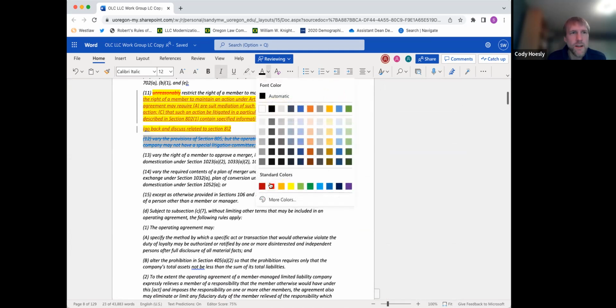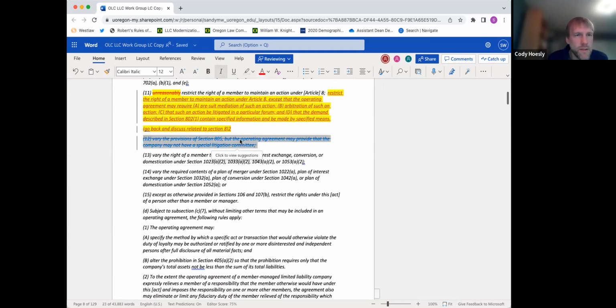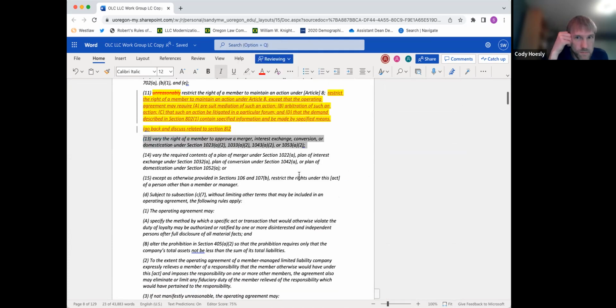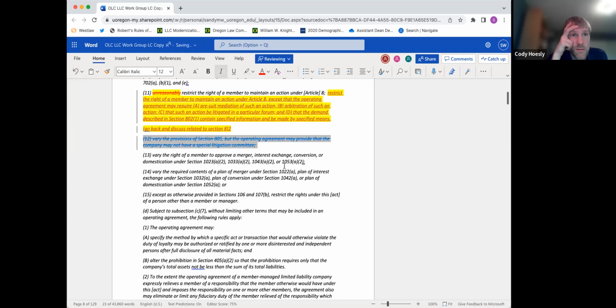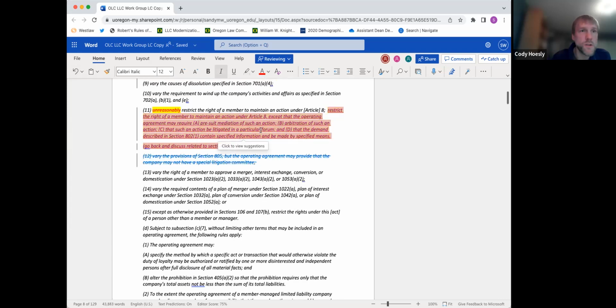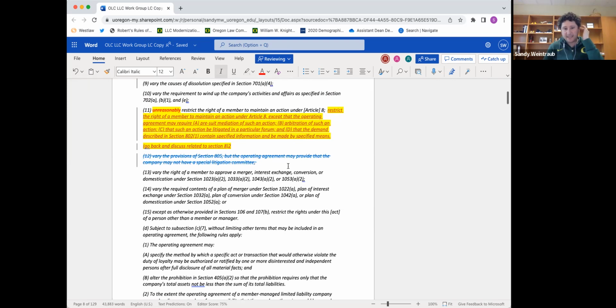And then on 11, we had not had agreement on what to do about 11. Yeah, and that's why it's highlighted. I think what I have there is what Kyle and Aurelia and I had recommended that we do.